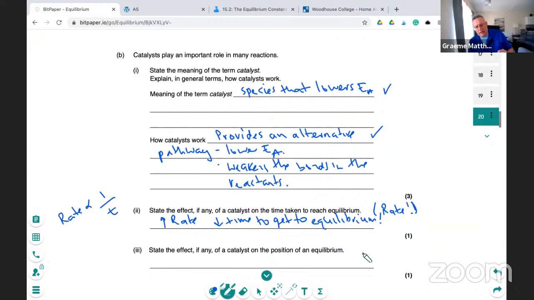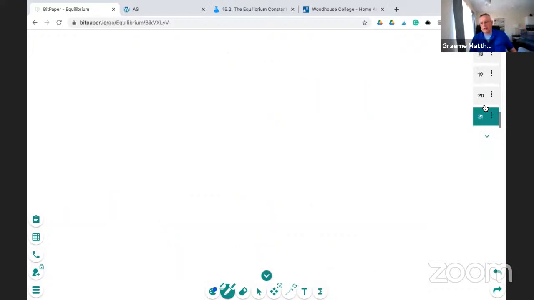Now, the next bit is the tricky one. What's the effect of the catalyst on the position of equilibrium? Answer, none. So this is the tricky one. Why? Well, because the catalyst lowers the activation energy for the forward reaction, and it lowers the activation energy for the reverse reaction, meaning there's no overall change. So the rate forward and the rate backwards have been affected equally. Therefore, there's no change on the position of the equilibrium. However, you do get there faster.